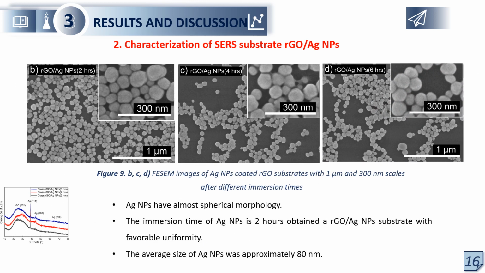The morphology of the multilayer film shows the silver particles have an almost spherical shape. The diameter of the silver nanoparticles is measured to be about 18 nanometers from SEM images. With a silver nanoparticle deposition time of 2 hours, the silver particles are evenly distributed on the surface of the RGO layer.